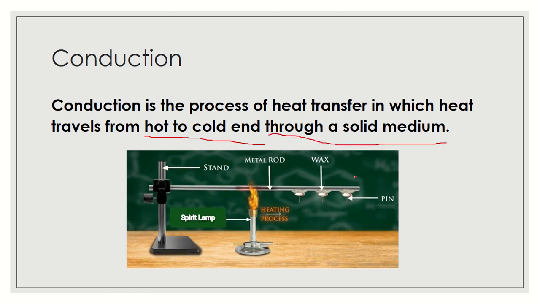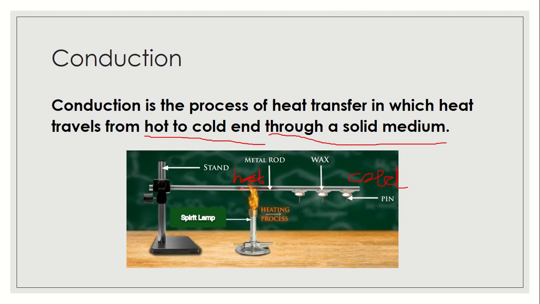Let us understand conduction with the help of an example. Here, a stand is there, and a metal rod is attached to it. There is a candle which is heating the metal rod, and some thumb pins are attached to the metal rod with the help of wax. Now we can say this is the hot end and this is the cold end.